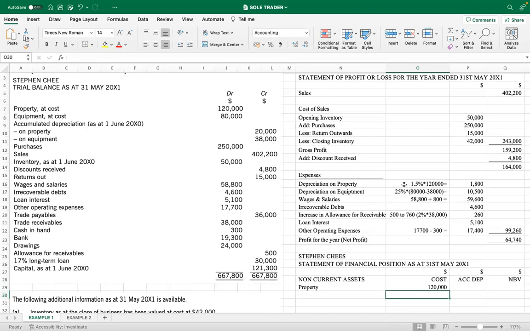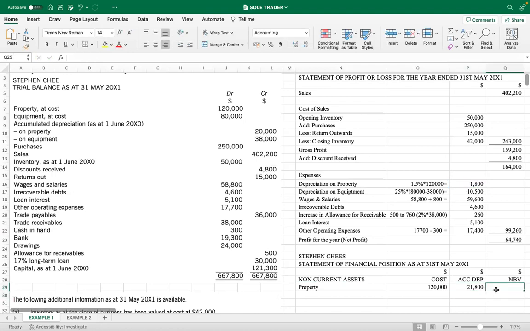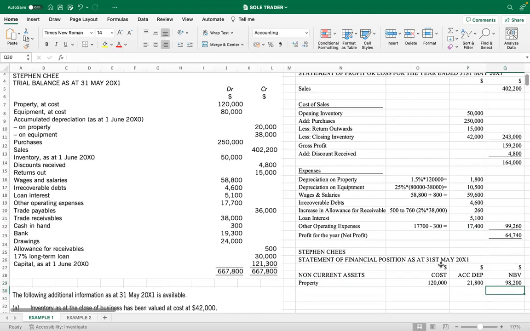What was the accumulated depreciation brought forward? 20,000. And depreciation for property for the year was 1,800. So accumulated depreciation is therefore 20,000 plus 1,800. So that is the total accumulated depreciation. So our net book value will be the cost minus accumulated depreciation. So it gives us 98,200.